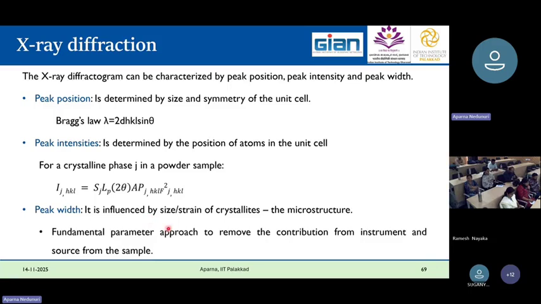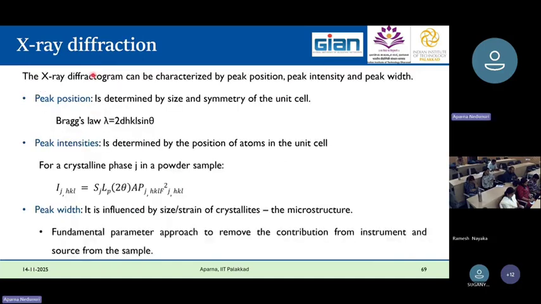Peak width is influenced by the microstructure. So this peak width is influenced by 3 different sources, or 3 different ways. One is through your sample itself, one is from the instrument, and one is from the source. Now, if we use the fundamental parameter approach, we can remove the contribution from the instrument and the source, and we can have peak width from the sample itself.